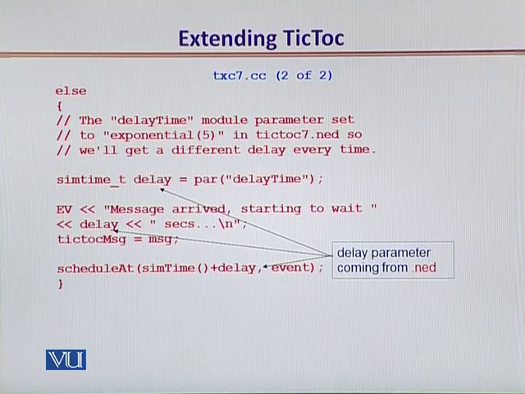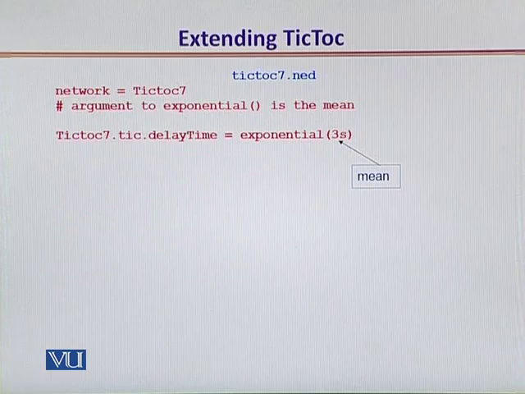Now, the delay parameter is coming from the .ned file or the .ini file. Here, we use the .ned file. ticktock7.ned shows how we give the randomness by using the exponential distribution. As you would study, uniform and exponential distributions are well-known distributions. Here, we use exponential distribution because it is a memory-less distribution, most suitable to such scenarios. So, we give the argument of 3 seconds.